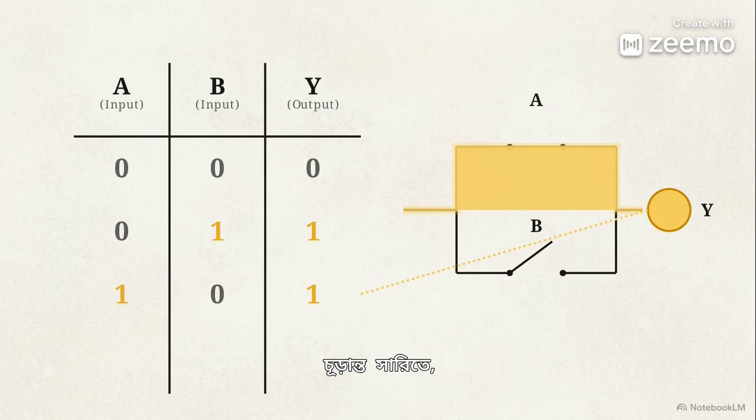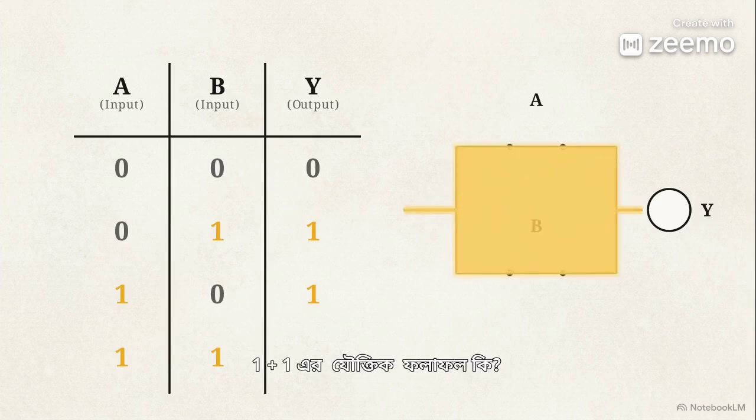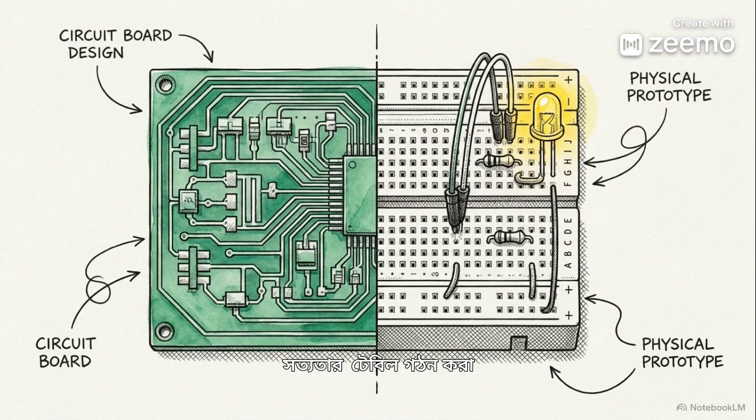In the final row, both switches are closed, input 1 and input 1. What is the logical result of 1 plus 1? In Boolean addition, 1 plus 1 equals 1. If you close both parallel switches, the light turns on. The physical state of a bulb being on cannot exceed simply being on. Building the truth table through this logical progression demonstrates how hardware functions, making rote memorization unnecessary.